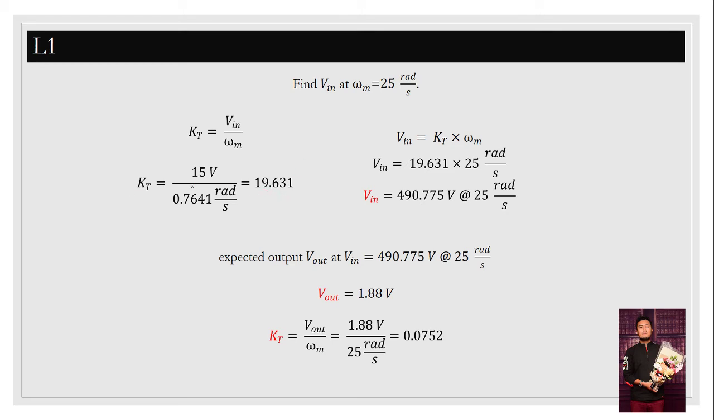19.631. So this 19.631, we use it again to find what is the voltage input for this 25 radian per second. So when we input in the model, we get 1.88 volt, and we have to find the tachometer gain again, because this tachometer gain is used for voltage input. What we are going to use is voltage output versus time, so we are going to find tachometer gain for the voltage output. So we get 0.0752.